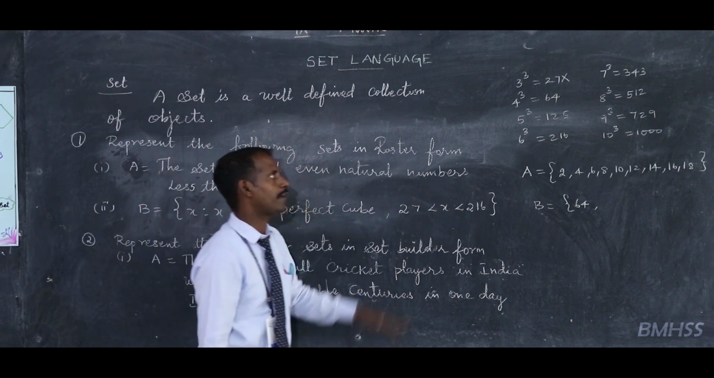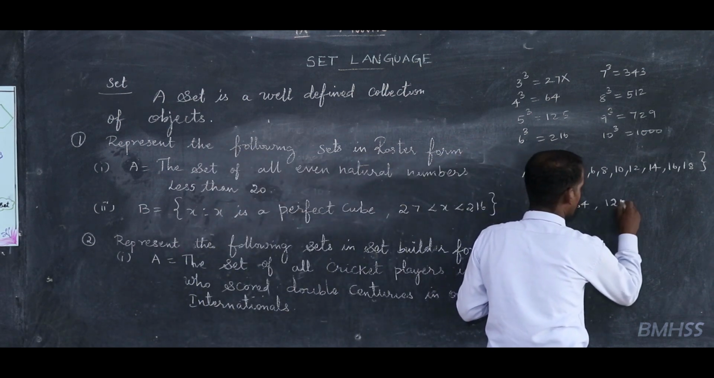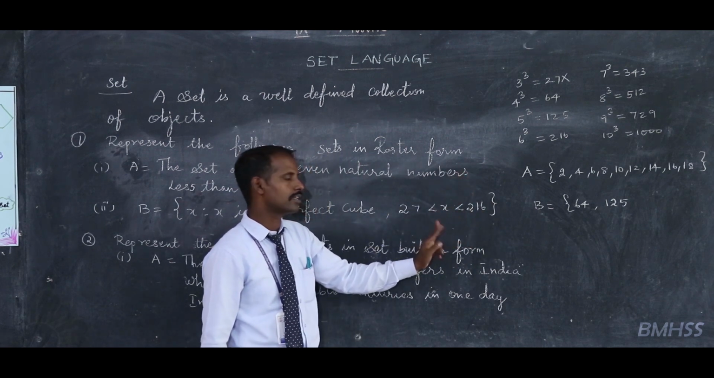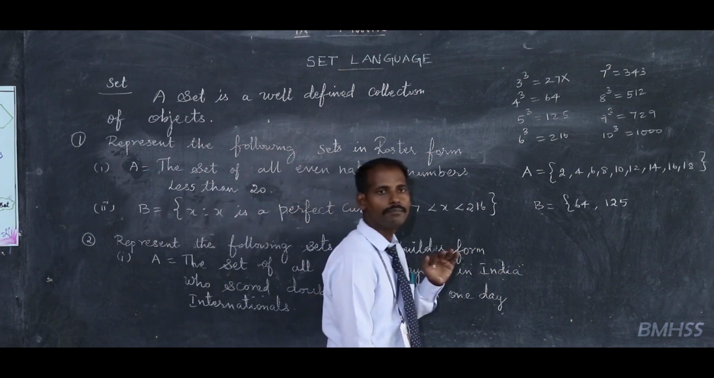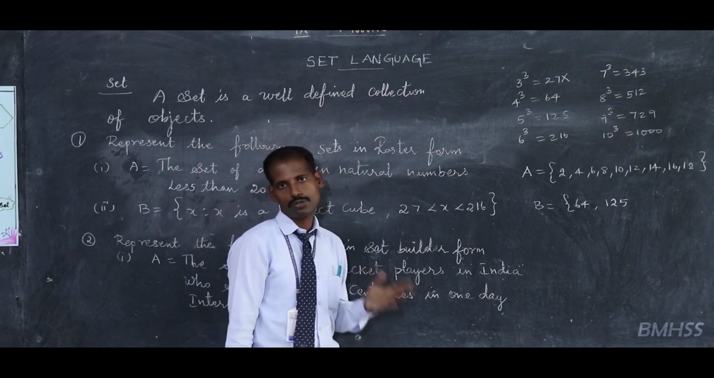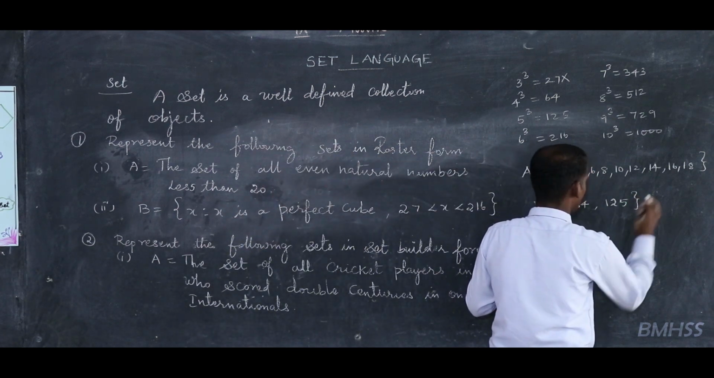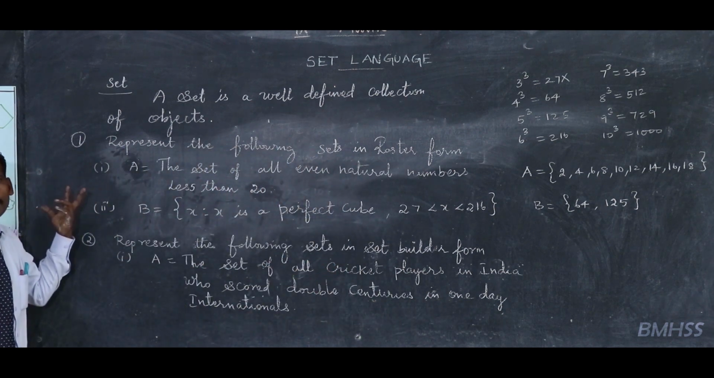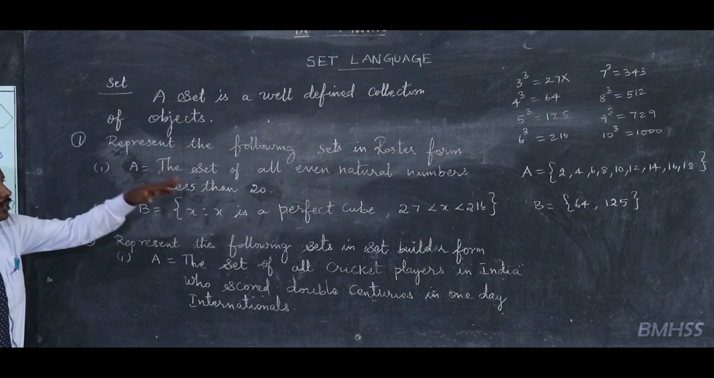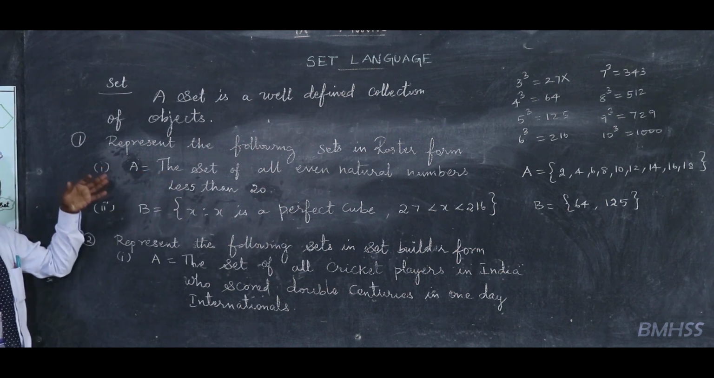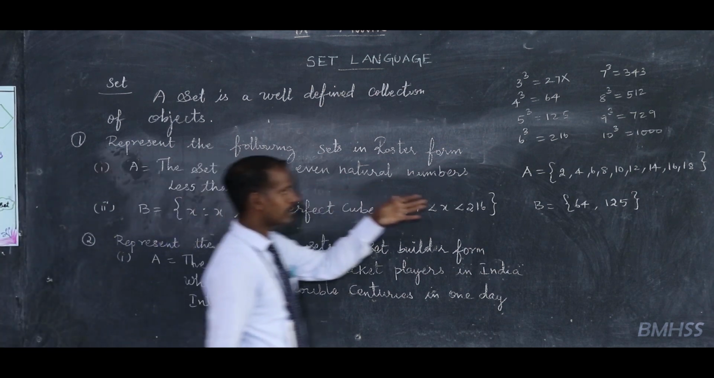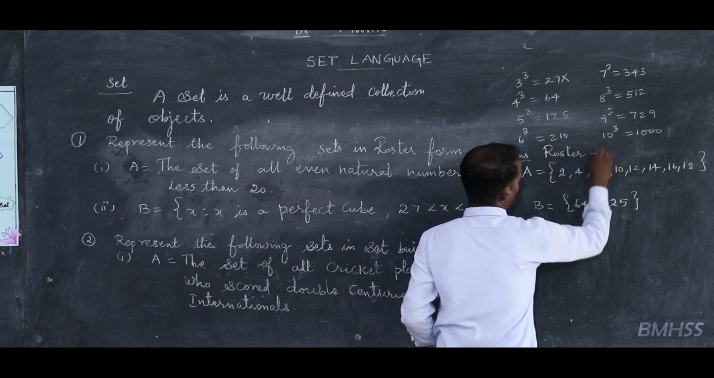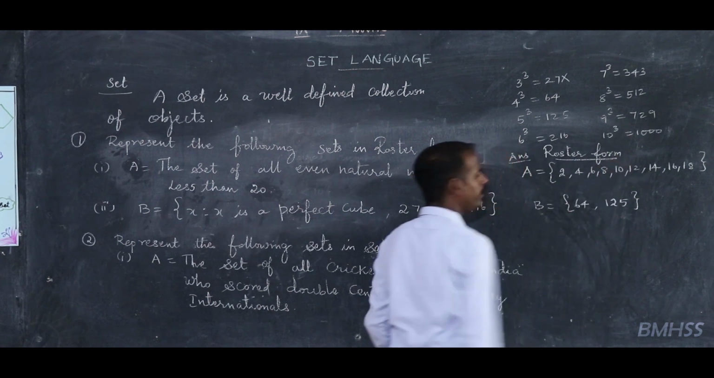Next 5 cube. 5 cube value 125. This is second element. Next third element is 216. But here 216 less than x. So 216 is not right. Why? Because 216 less than x. So that's why you are not writing 216. B equal to 64, 125. That's it. Then this is two sums. Represent the following set in roster form. Here one is descriptive form, another one is set builder form. Now we will write the answer. This is roster form. Okay, any doubt?